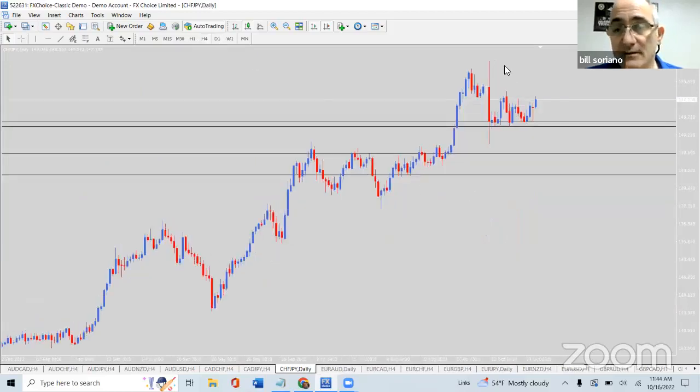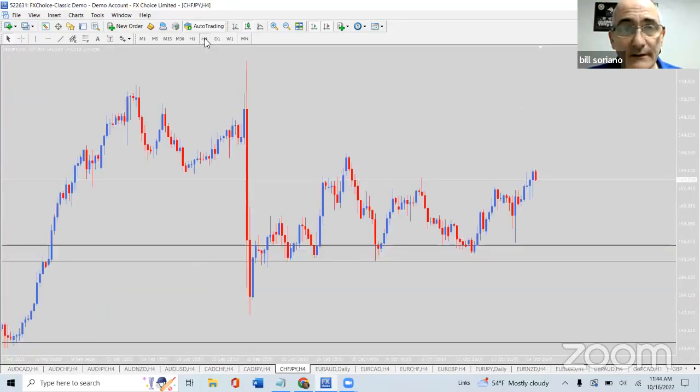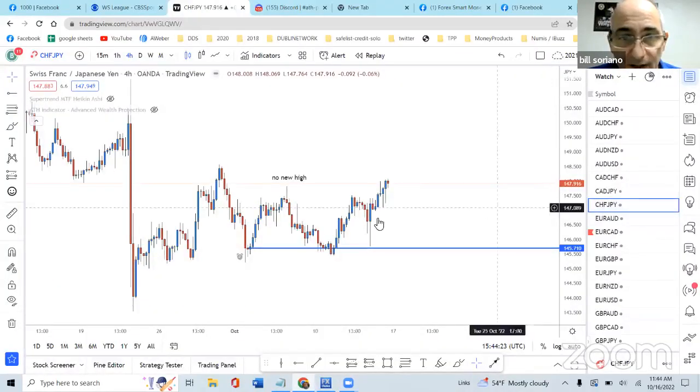The daily chart is bearish as well. We had the break of structure on the daily, but no 2x2. This low here is still intact. So we're still bullish on this pair. So if we look at CHFJPY, we do get a new high over this area right here.